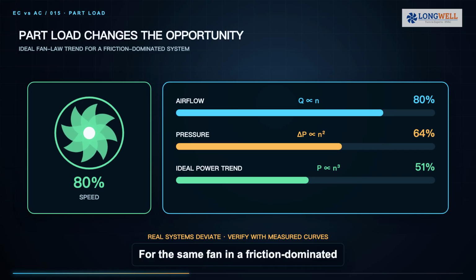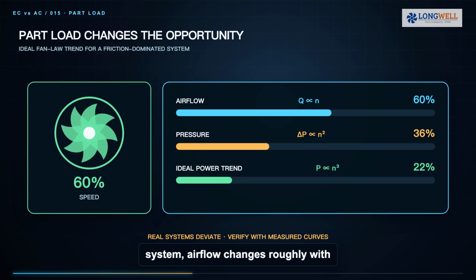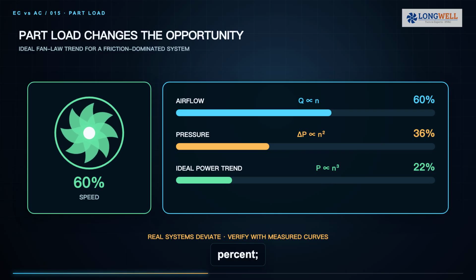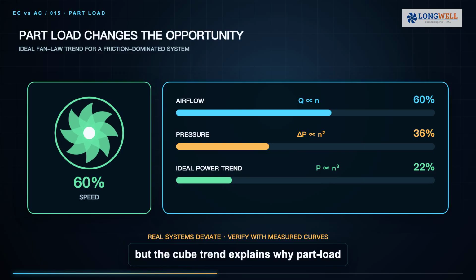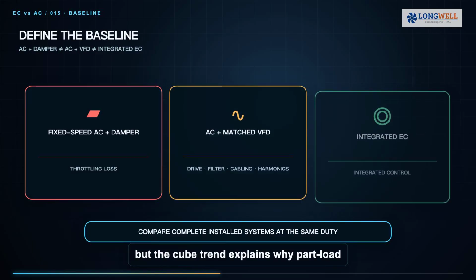For the same fan in a friction-dominated system, airflow changes roughly with speed, pressure with speed squared, and power with speed cubed. At 80% speed, the ideal power trend is about 51%, at 60%, about 22%. Real systems deviate, so use measured curves, but the cube trend explains why part load hours matter.